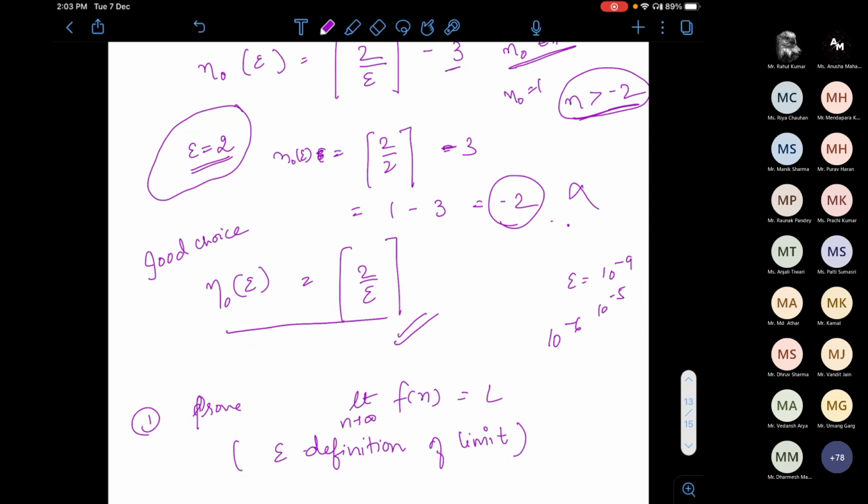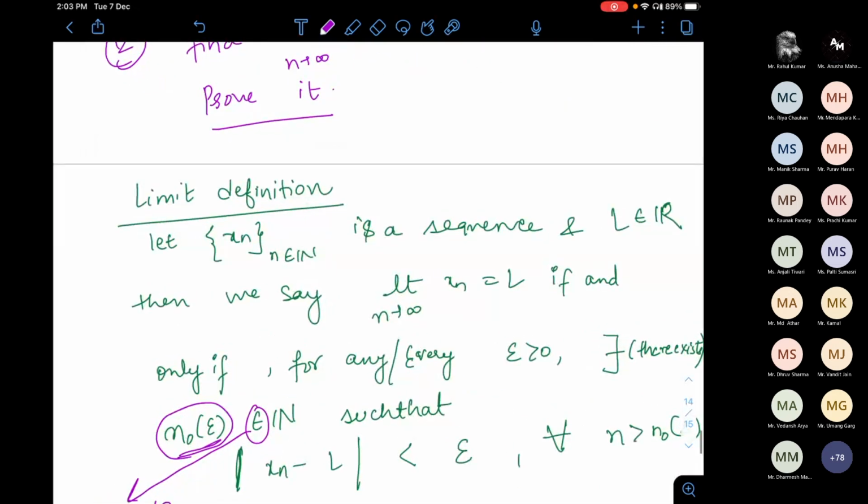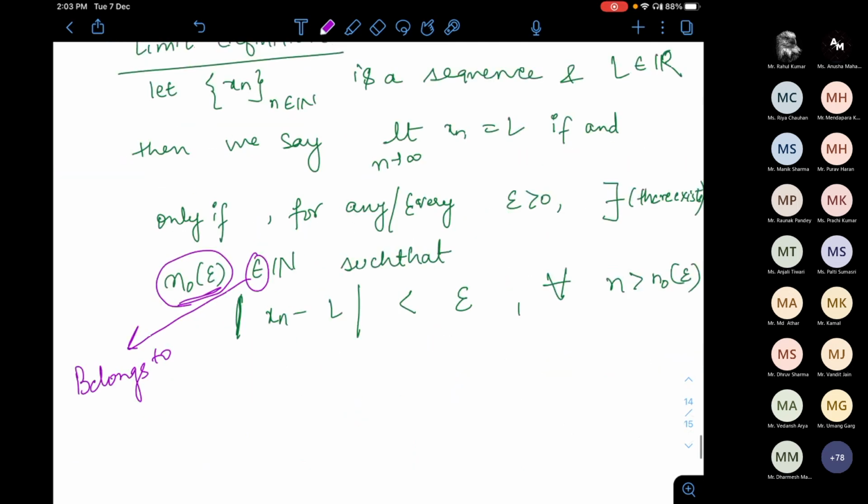I am saying I have to choose an n naught. Basically, I have to choose a natural number which should depend on epsilon. Sometimes it will work for any epsilon, like in the constant sequence, so in this case n naught can be any natural number. But it should depend only on epsilon, not anything else, such that this will hold true.